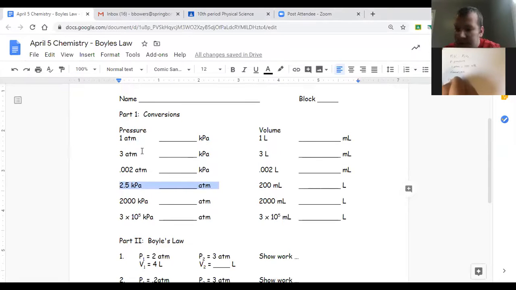1 ATM is equal to blank kPa. And then going down, 2.5 kPa is equal to blank ATM. These are 2 example problems from our homework, so hopefully you guys are paying attention. And this is our conversion factor for pressure: 1 ATM equals 101 kPa.